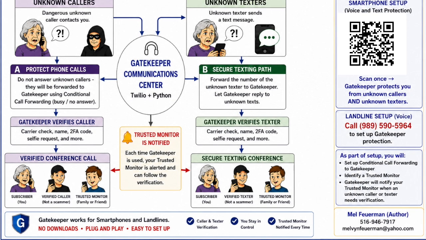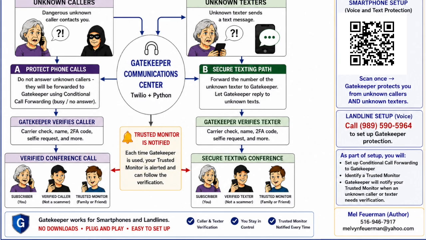Okay, let's start with the highlight. Highlight the big picture, how it all works. And you can reference the diagram if you want. Sure, let's highlight the big picture. Gatekeeper works by intercepting unknown calls or texts. The user doesn't answer those directly. Instead, Gatekeeper verifies the caller or texter with steps like a name check or two-factor authentication. Meanwhile, it notifies a trusted monitor, usually a family member, so everyone's protected. It's all laid out in that diagram we refined together.